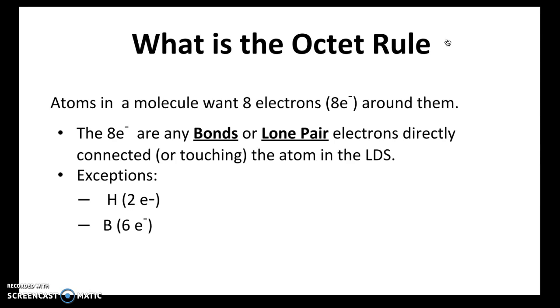The octet rule simply states that atoms in a molecule want 8 electrons around them, and these 8 electrons can come in the form of bonds or lone pair electrons that are directly connected or touching the atom in the Lewis dot structure. And there are a couple of notable exceptions. Hydrogen and boron don't necessarily want 8 electrons, so hydrogen wants 2 only, and boron's okay with 6. So you could see structures where boron has 8 electrons, but oftentimes it just has 6 and it's okay.